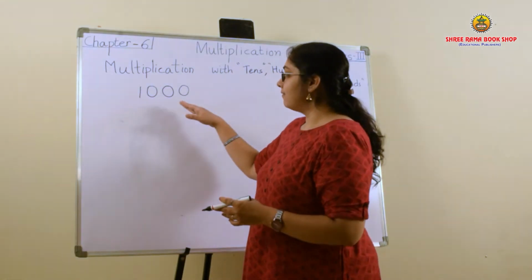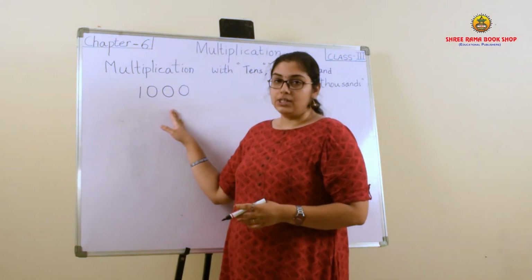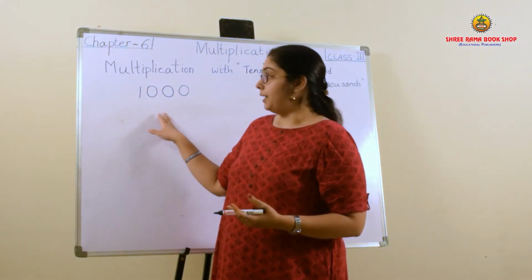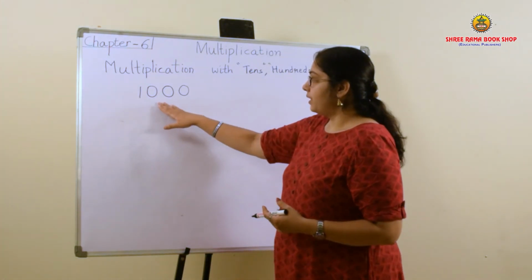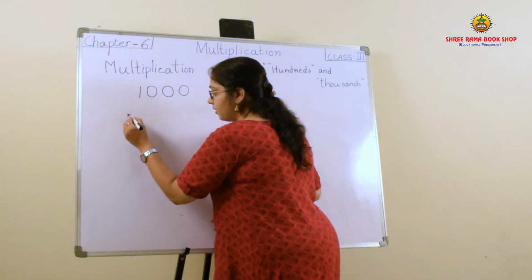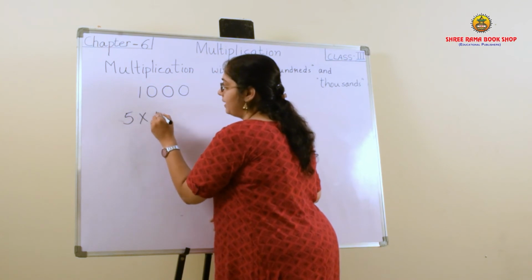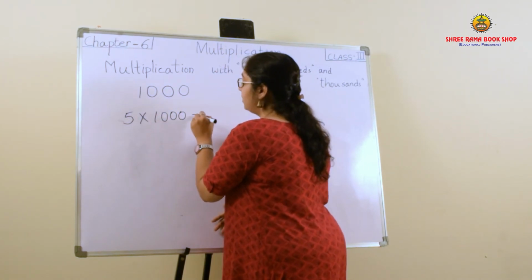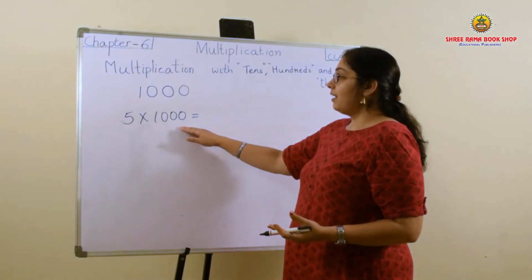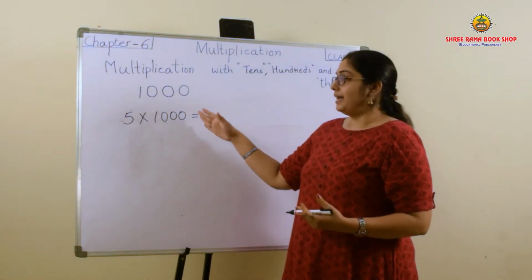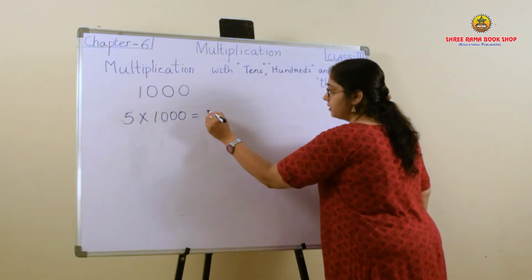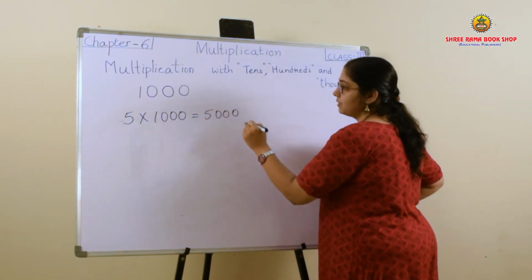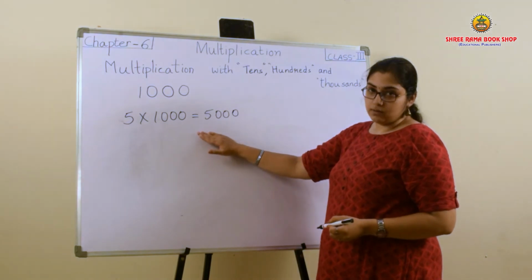Now we have on the board 1000. So now I will be teaching how, when a number is multiplied with 1000, the product occurs. If I take a number 5 and I am multiplying with 1000, similar to hundreds and tens, I will be multiplying the digit and then adding 3 zeros to the product. So 5 ones are 5 and 3 zeros I am adding. So the answer is 5000.